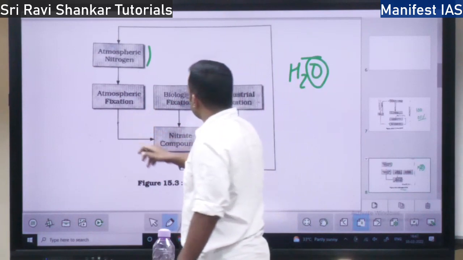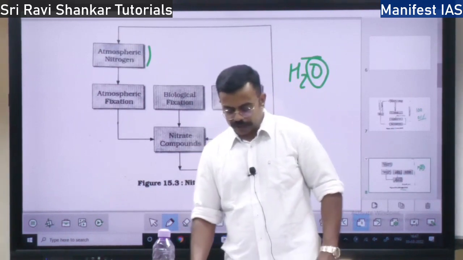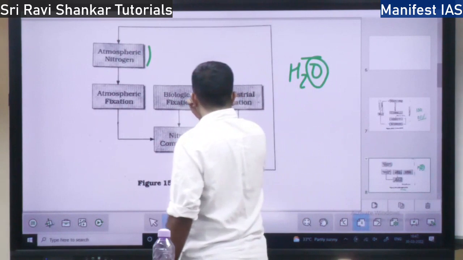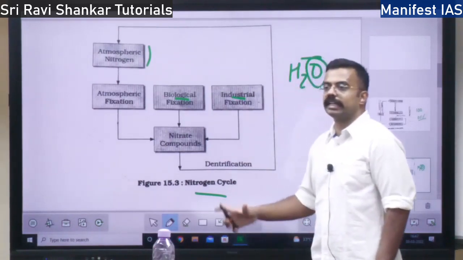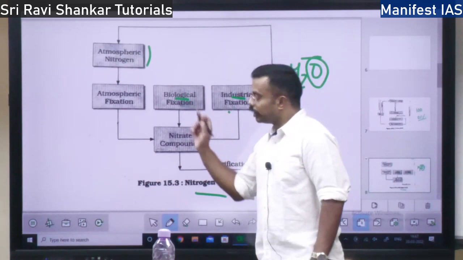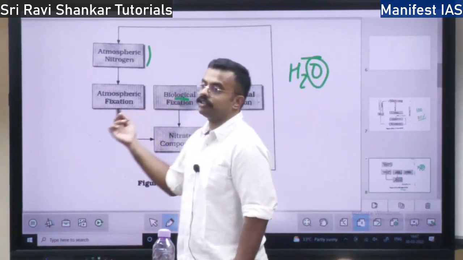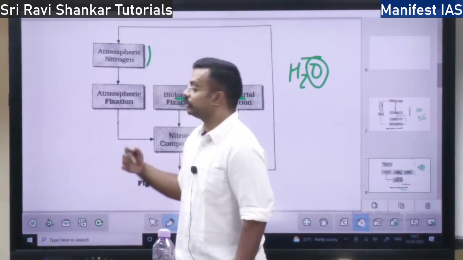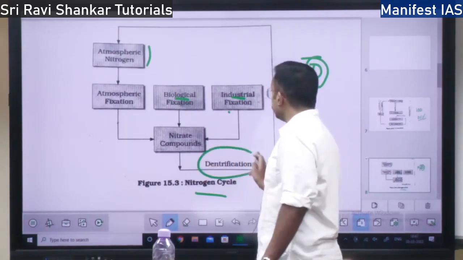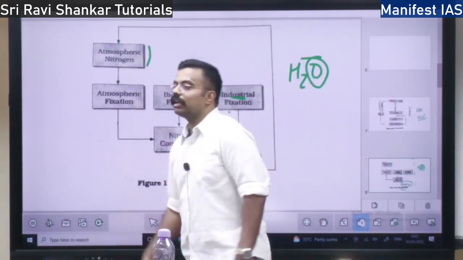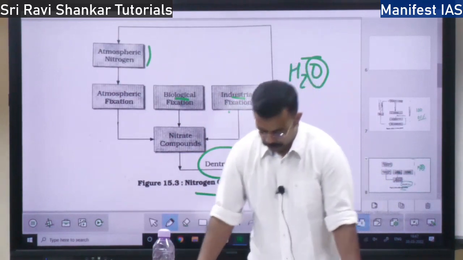Later, once the nitrogen is fixed, you have the nitrate compounds. How do you obtain the nitrate compounds? Here it is, biological fixation, that is microorganisms, and industrial fixation. Industries can also fix the nitrogen via various processes. In the biological fixation, the bacteria will convert the nitrogen into either nitrate or nitrite. Later this nitrate or nitrite undergoes denitrification. Via denitrification, the nitrogen returns to the atmosphere, right? So this is the nitrogen cycle, it goes back to the atmosphere.